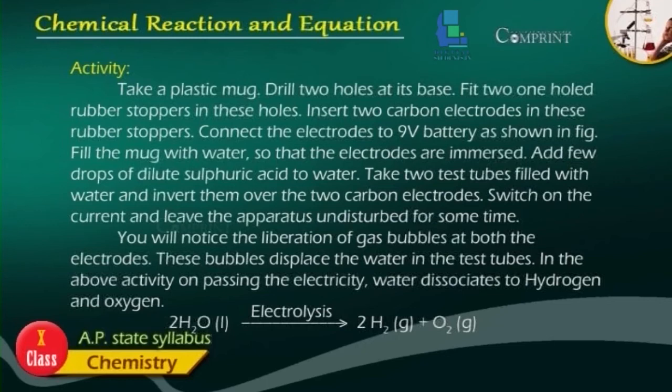In the above activity, on passing the electricity, water dissociates to hydrogen and oxygen. 2H2O gives 2H2 plus O2.